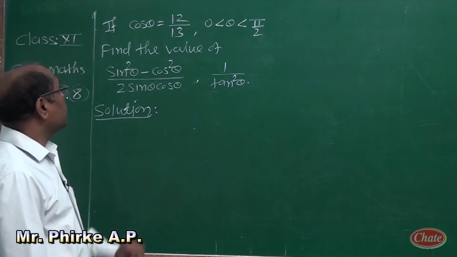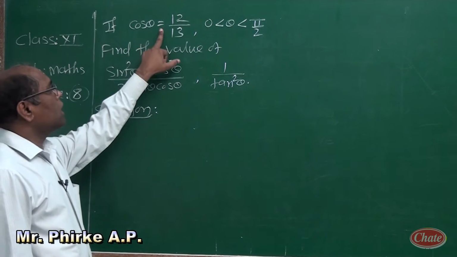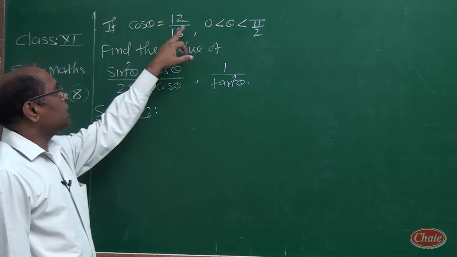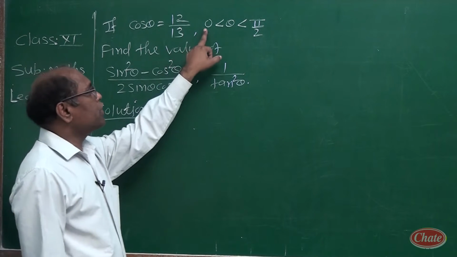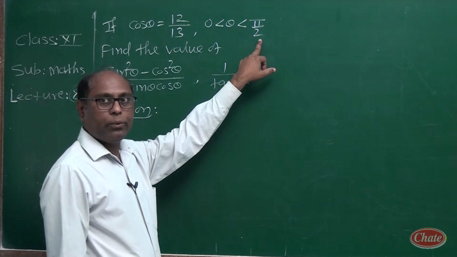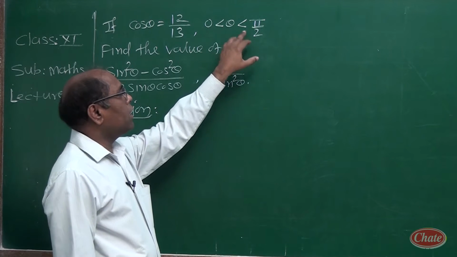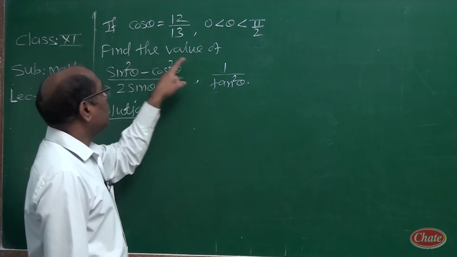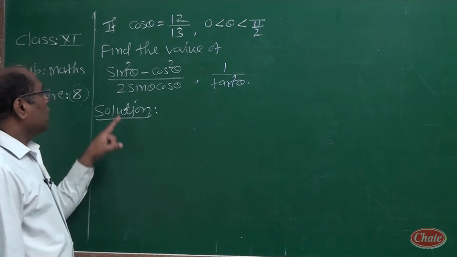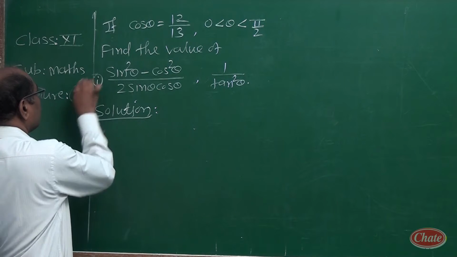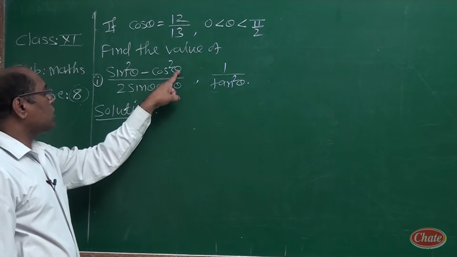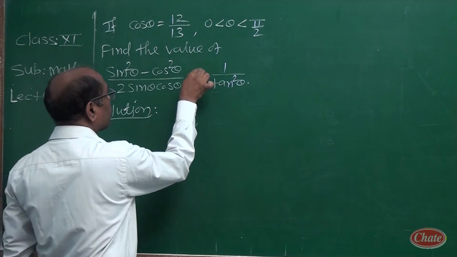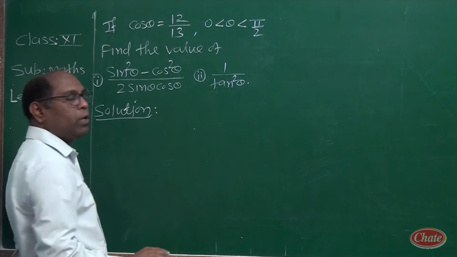Okay, now here's the next sum. If cos theta is equal to 12 upon 13, where 0 less than theta less than pi by 2, which means theta lies in the first quadrant. Find the value of number 1: (sin square theta minus cos square theta) upon 2 sin theta cos theta, and number 2: 1 upon tan square theta.